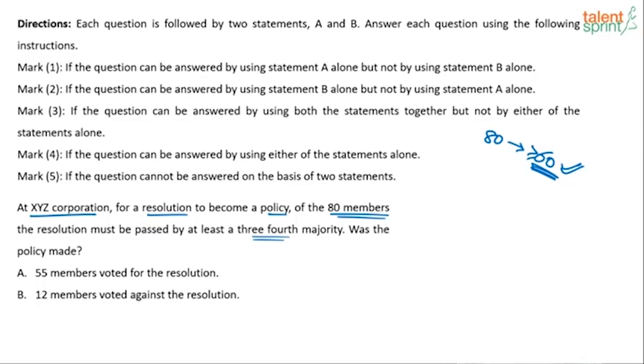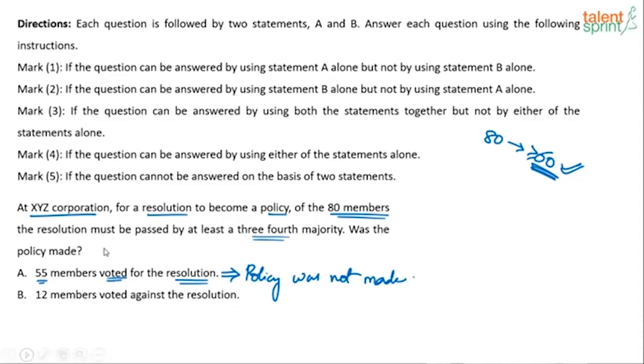How can you answer this? Look at statement A. 55 members voted for resolution. See, 55 have voted for resolution clearly tells us that the policy was not made. Yes or no? Policy was not made. Why? I need at least 60 votes, minimum 60 votes. Only 55 people voted.